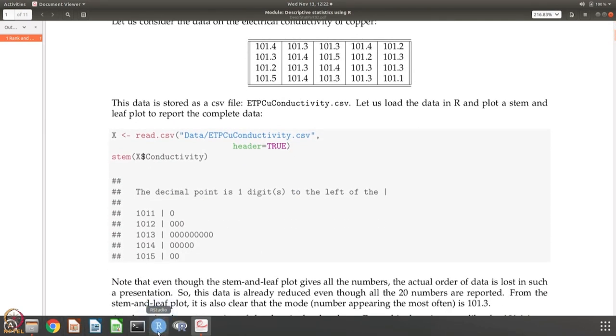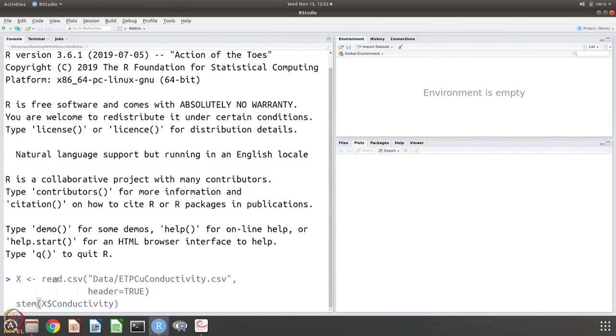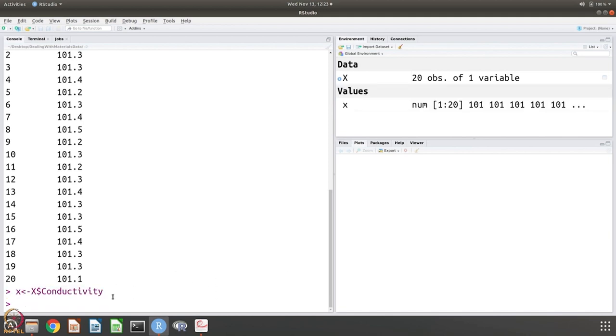So, first thing to do, let us open R and let us read the data and make a stem and leaf plot. Well, it is very easy. So, we are going to read into X the data on ETP conductivity, and so let us first do that. Okay. And then we are going to say X. So, this is the data. So, I am going to save in small x the conductivity data.